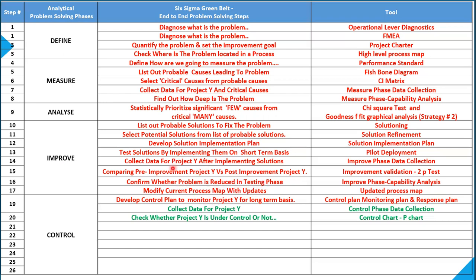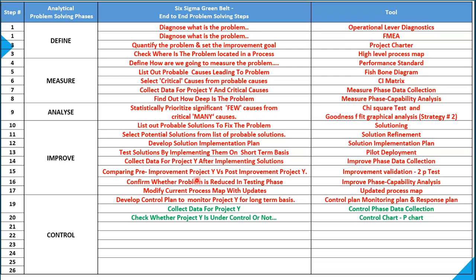Once we are done with this, we are done with the improve phase, and then we'll enter into the control phase. So in improve phase, we have executed the solutions. But before executing those solutions, we were quite hesitant whether these solutions are going to work or not, and that is why we experimented with solution implementation for a shorter period of time. Now, with the validation and confirmation of improvement, we're going to scale it up.